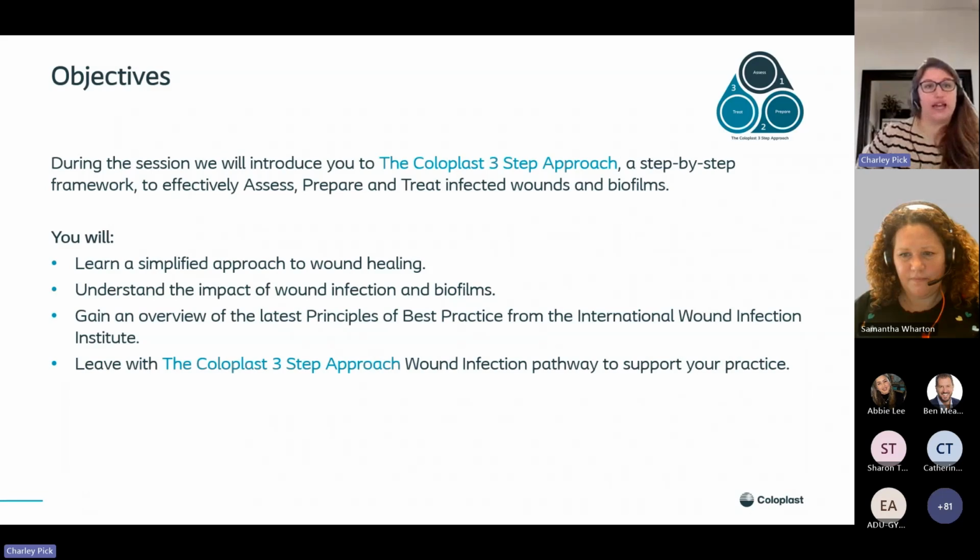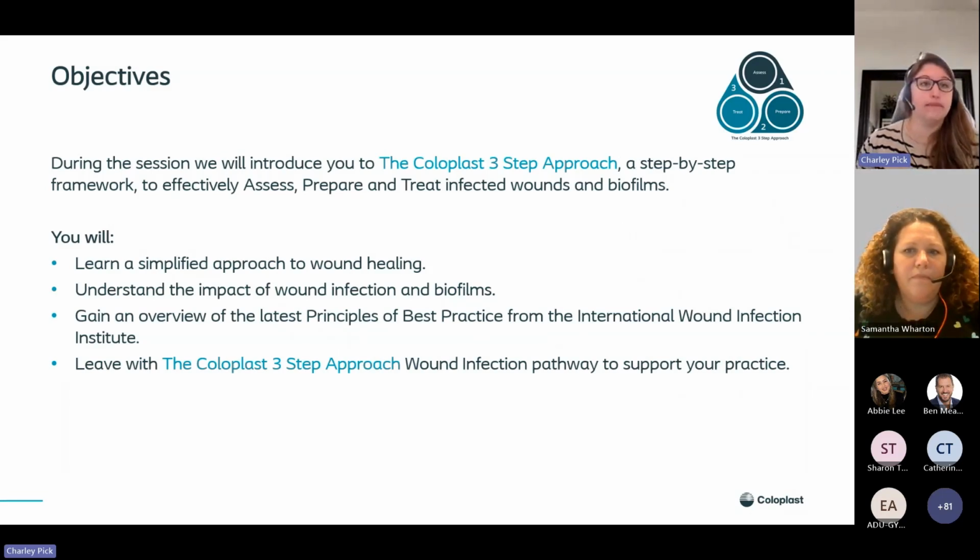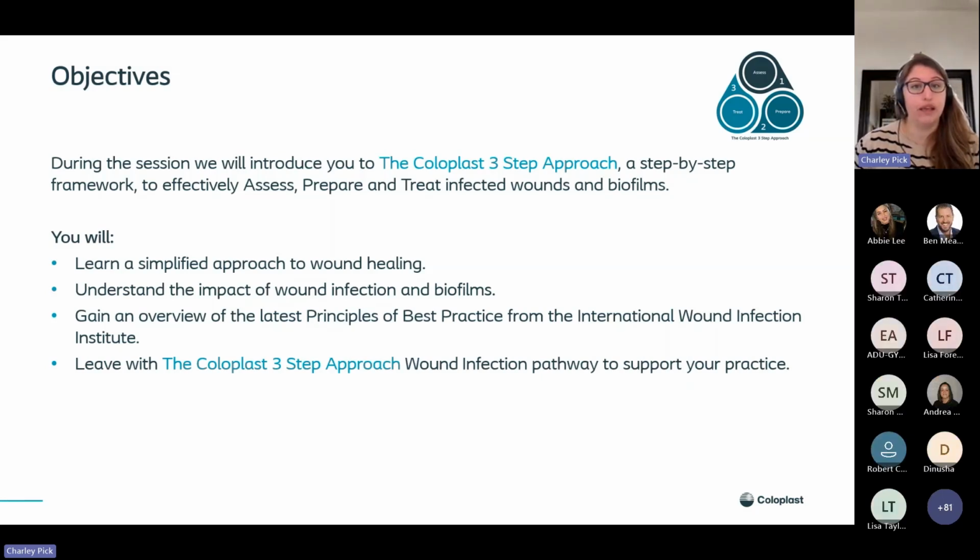So our objectives today are to introduce you to the Coloplast three-step approach, which is a really simple, easy, step-by-step framework that will help you to effectively assess, prepare and treat infected wounds and wounds with biofilm. Now, what we're planning to talk about is to help you learn a simplified approach to wound healing today. The Coloplast three-step approach, as I said, is that simple, easy, step-by-step framework, and that should really help you to simplify your approach to wound healing.